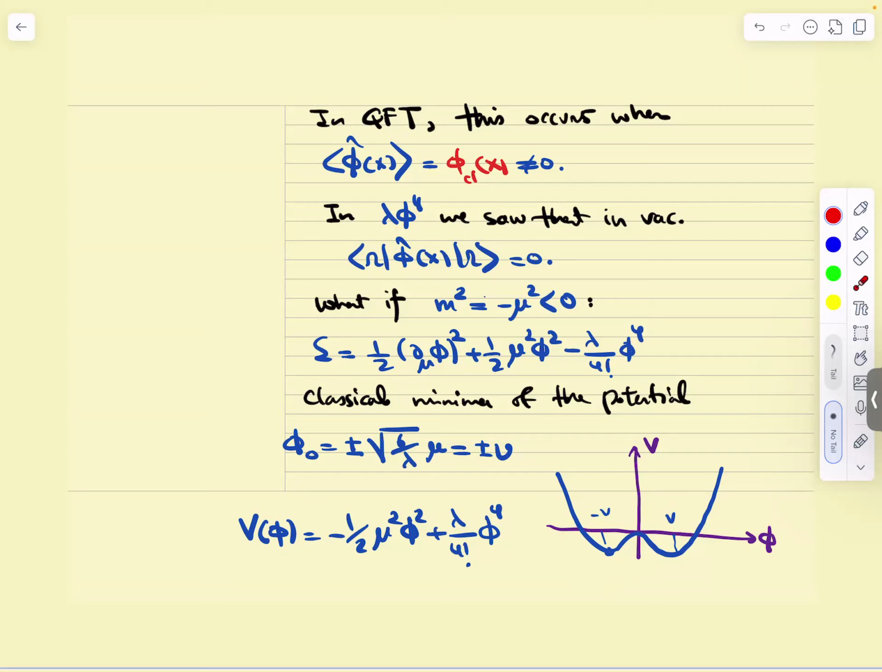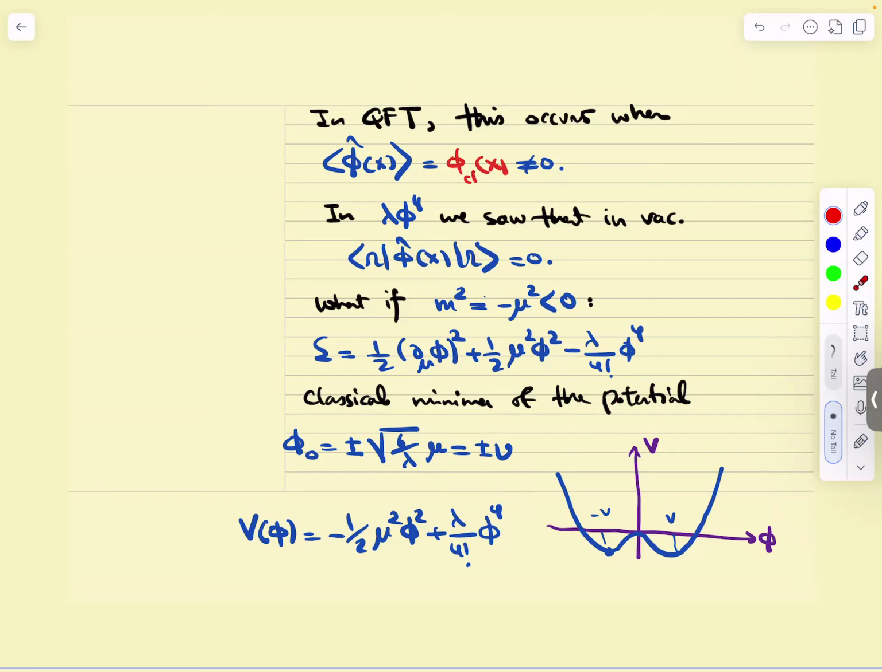Now, if this is the classical action, this is the potential. Classically, there are two minima. There are actually three extrema: the maximum is an extremum point, and these two minima. Good? The classical minimum of the potential is at these two points, square root of 6 over lambda mu, because I put 4 factorial here, that I'm going to call plus minus v.